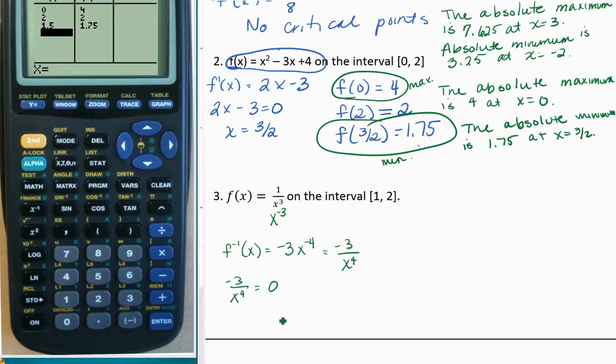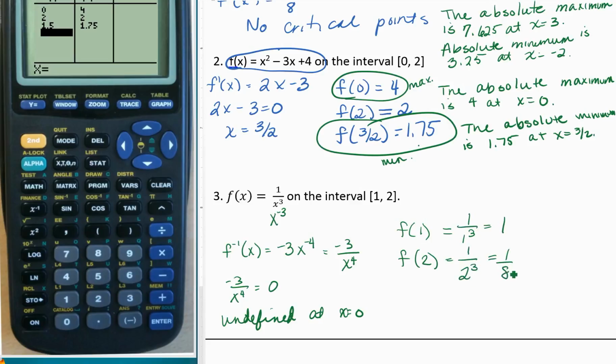So it's never 0. Now, it is undefined at x equals 0, but the original function is undefined at x equals 0. So not a critical point since it's not in the domain anyways. So here, the only two things we need to plug in are the two endpoints. And if we plug in 1, we get 1 over 1 cubed, which is just 1. And we plug in 2, we get 1 over 2 cubed, or 1/8.